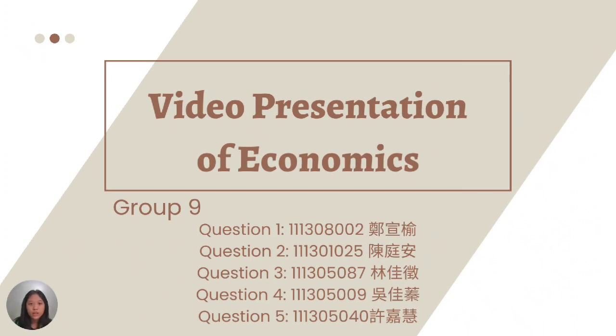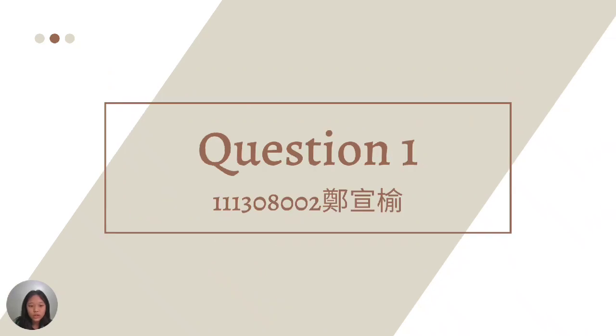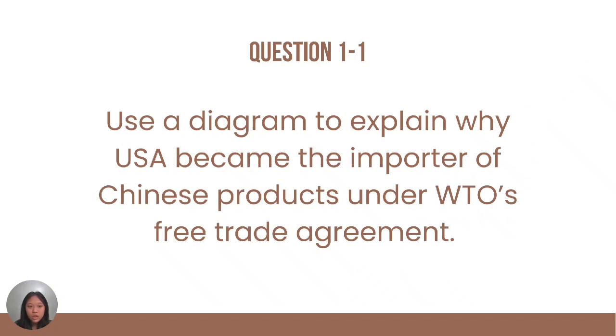Hello, I'm Guanyi Zheng Xuanyu. Before we start, here is a work distribution, and everyone is responsible for one question. The first question is about President Trump ordering the imposition of tariffs on Chinese products. Question 1: Use a diagram to explain why the USA became the importer of Chinese products under WTO's free trade agreement.